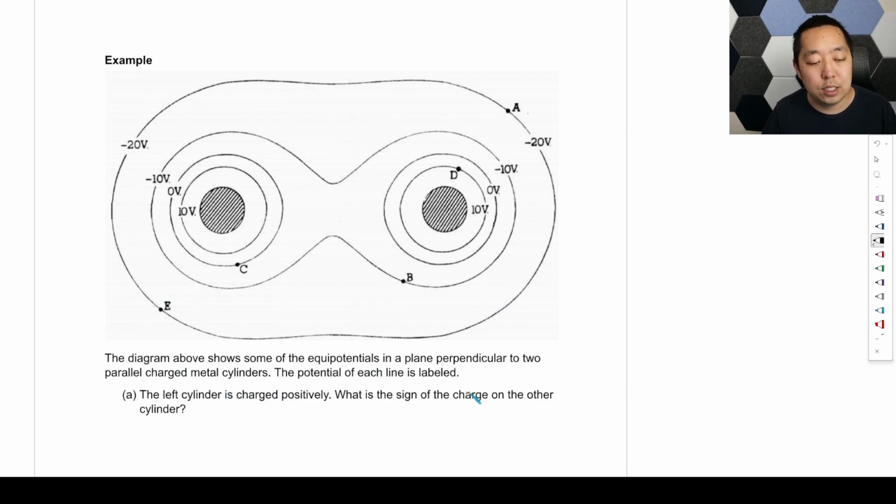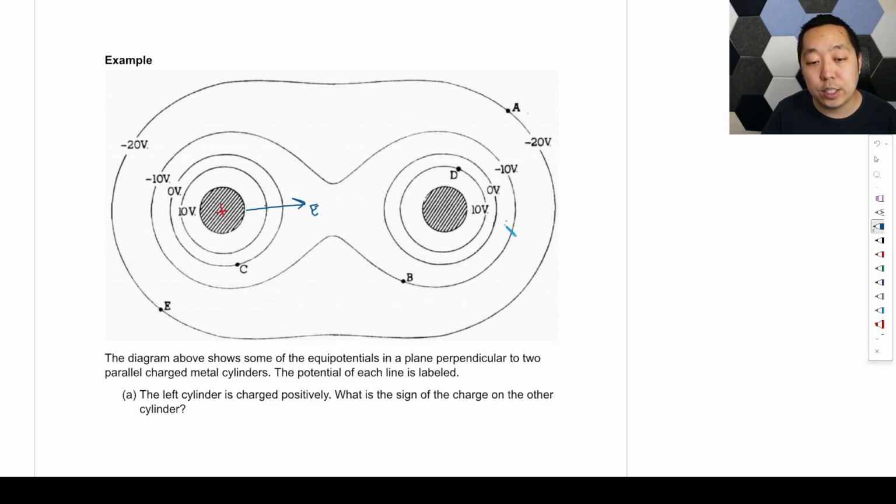The potential of each line is labeled. The left cylinder is charged positively, so we know that this is positively charged. What is the sign of the other charge? Now, let's think about the direction of the electric field. How do I know this is positive charge? Well, the electric field points from higher to lower potential. So that means it's pointing in this direction because it's 10 volts, then 0 volts, then negative 10. And remember, for a positive charge, the electric field points away.